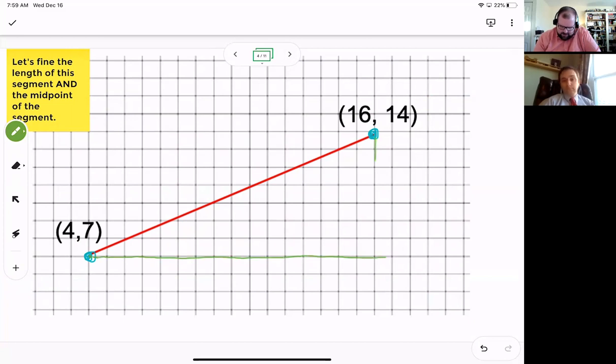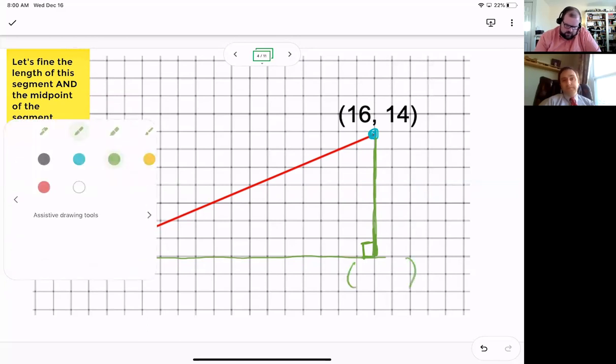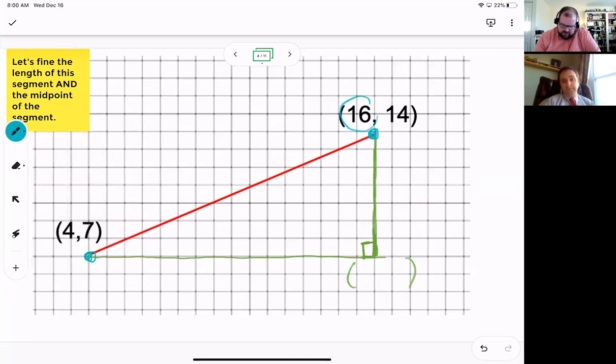And if I draw another piece down, we end up with a right triangle. Oh. Where the hypotenuse is the length that we're trying to find. Oh. And this coordinate here is going to be based on the x that it's directly underneath, so 16, and the y that it's directly across from, 7. Whoa, that blew my mind.